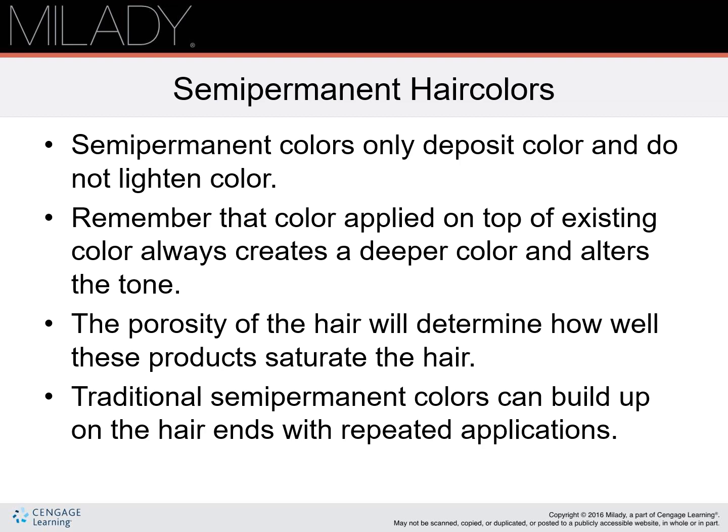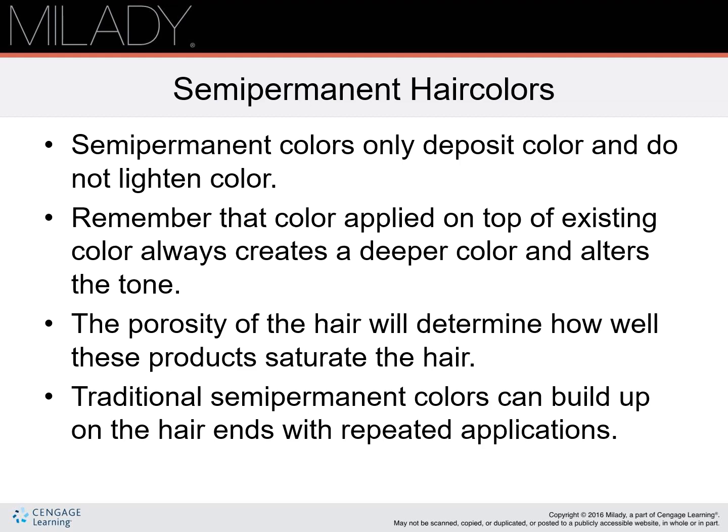Repeat applications. Being deposit only, traditional semi-permanent colors can build up on the hair ends with repeated applications. So this is good if you're doing somebody on pre-lightened hair and say they want to do that fuchsia that I had in the previous slideshow. And the first one, it's not fuchsia, it's more of like a light pink. Can I do it again? Yes, you can. The semi-permanent colors can build up on top of each other, and that is totally fine.